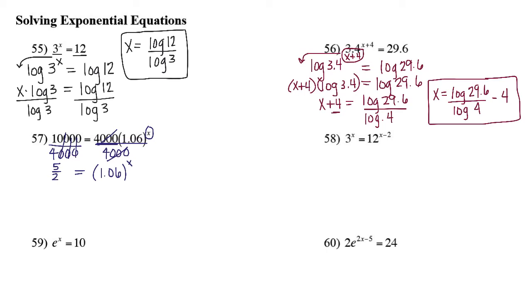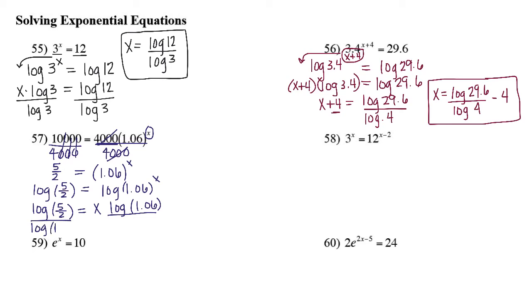And so that's going to allow me to move my exponent down. So I have log 5/2 equals log 1.06 all raised to the x power. And again, I will be moving the x down to the front. So I have log 5/2 equals x times log 1.06, and divide both sides by log 1.06. So my final answer here would be log of 5/2 divided by log of 1.06.